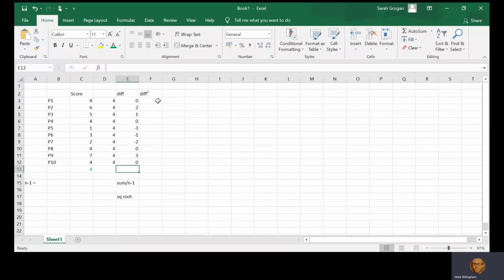Now, to get rid of those negative numbers and to stop them adding up to 0, we square each of these differences. So 0 squared is still 0, 2 squared is 4, 1 squared is 1, 0 squared is still 0. Now minus 3 squared is 9. Minus 1 squared is 1, because minus times a minus equals a plus. Minus 2 squared is 4. Then we have 0, 9, and 0.